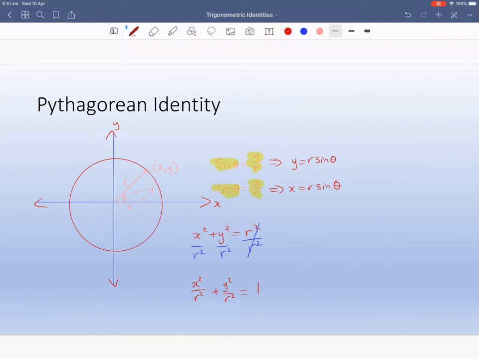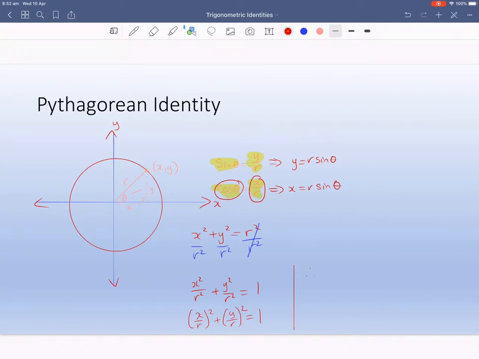Okay? Now that's our identity, all right? Now I can write this as (x over r) squared plus (y over r) squared equals 1, okay? Now, what happens if I substitute, instead of x over r, I put in cos theta. So that's what I'm going to do here. And instead of y over r, I'm going to put in sine theta. And that's what I'll do over here. Okay? Just so you know what I'm doing. So I'm going to draw a line here.